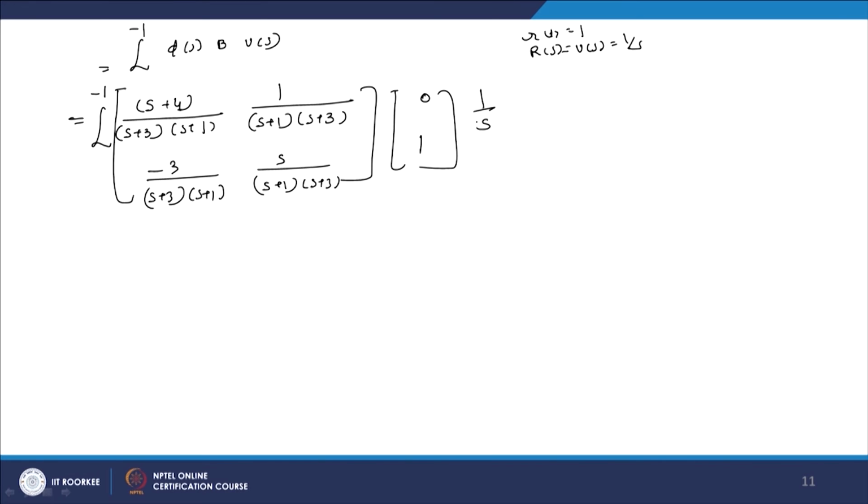Now, first of all we multiply all these equations, and after multiplication we take the Laplace inverse, that means we can get the equation in terms of x of t. So, first of all we multiply these equations.